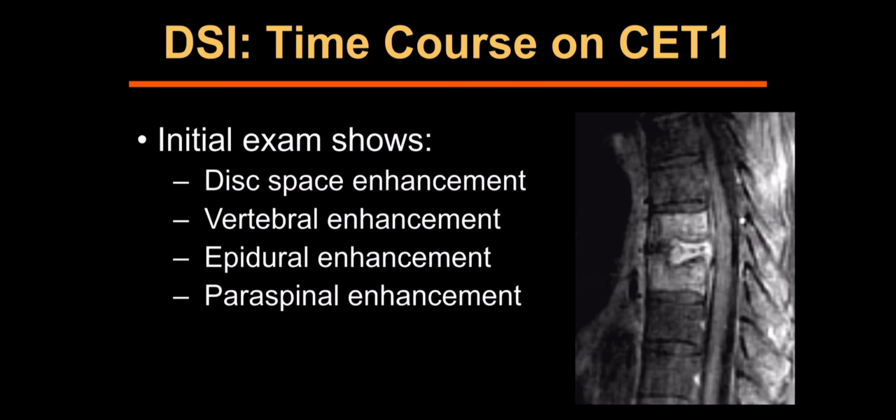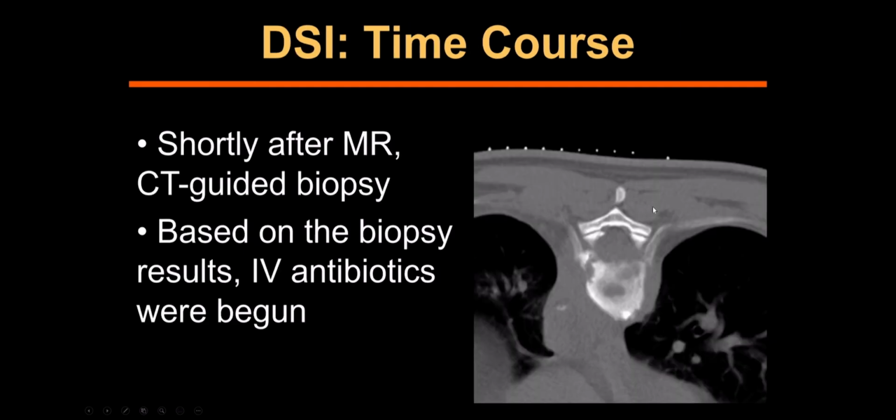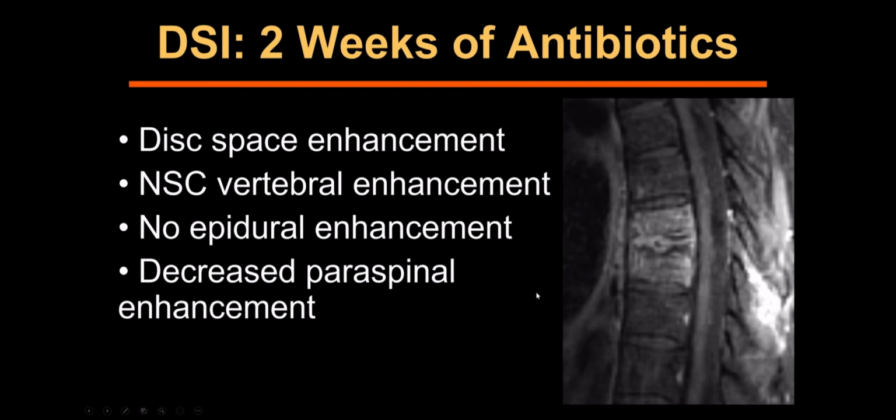But a useful sign, even on a non-contrast study. Let's now look at the time course of spine infection. And I like to follow this on a contrast-enhanced T1. Here we've got multiple components: abnormal disc, abnormal vertebral bodies, abnormal epidural, abnormal paraspinous. We did a biopsy. Following the biopsy, antibiotic therapy for 2 weeks, and look what's happened. There's now no abnormal epidural enhancement. Paraspinous has decreased, but there is persistence of enhancement here within the vertebral bodies and within the intervertebral space.